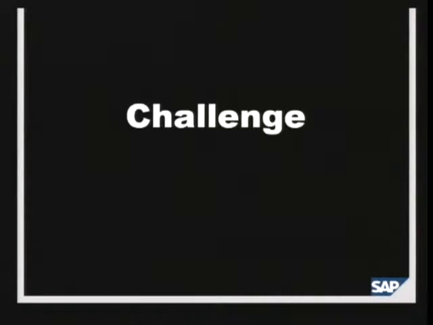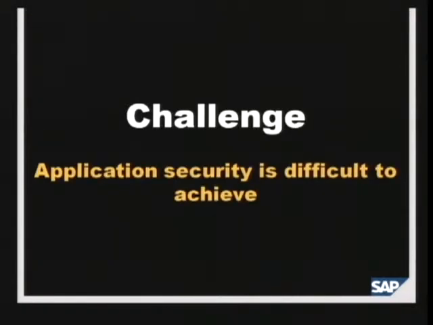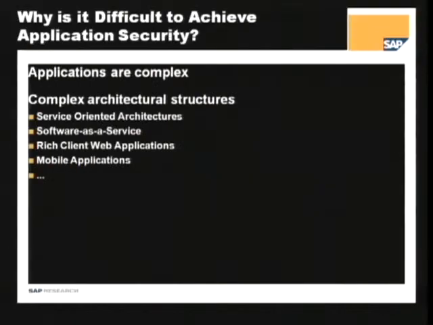And let me start with a challenge related to these questions. I think first of all we need to accept the fact that application security is difficult to achieve. Because when you talk about security, you can talk about application security, network security, operating system security, virtualization, other things. But in general, application security is difficult to achieve because of the following reasons. The first reason is applications are really complex.